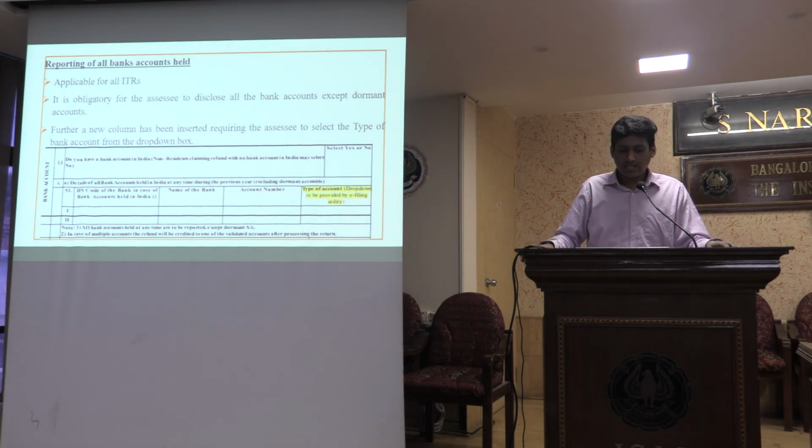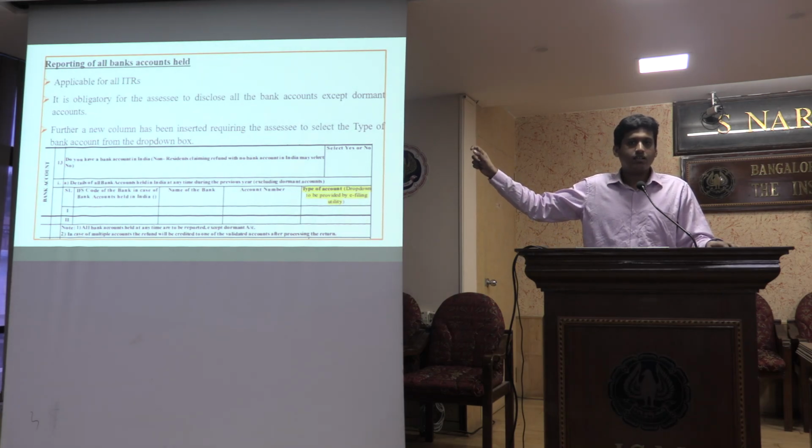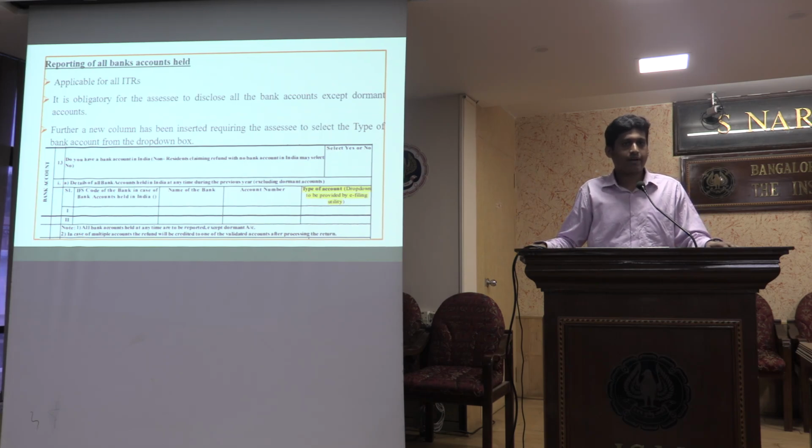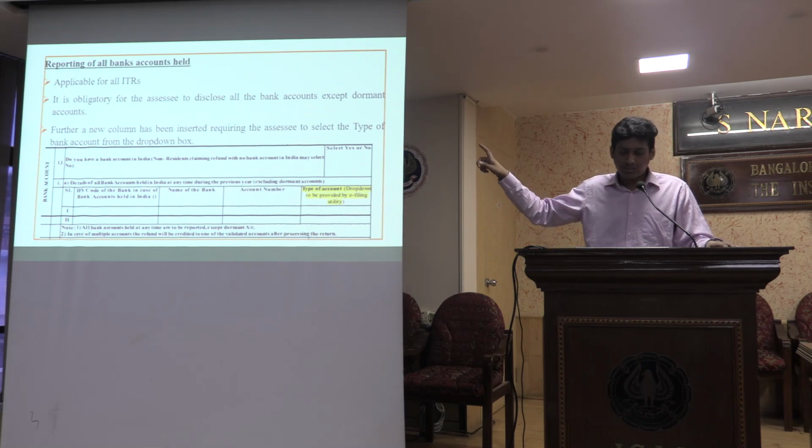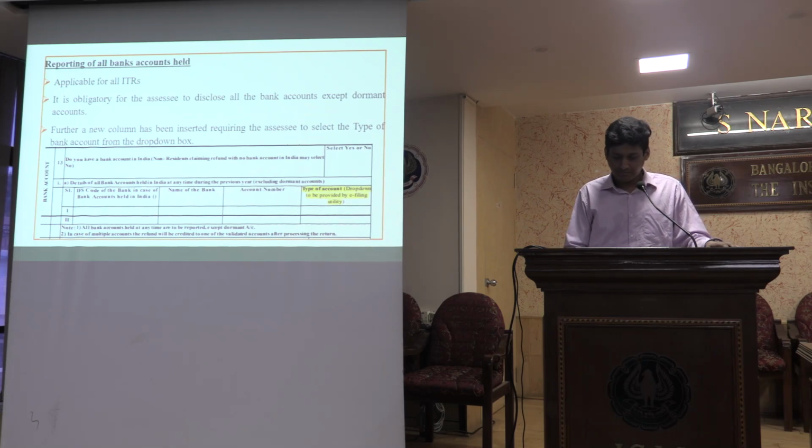In reporting of bank account details, there is a new column added at the end. We will also now have to report the type of account, whether it is a savings bank account, a current account, or an NRO account. So the nature of the account, we will have to enter in that last column, which is newly inserted, type of account.